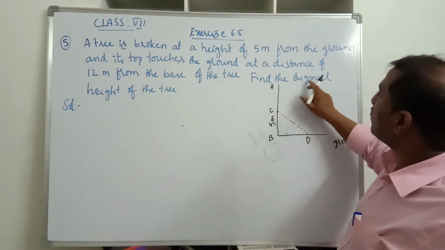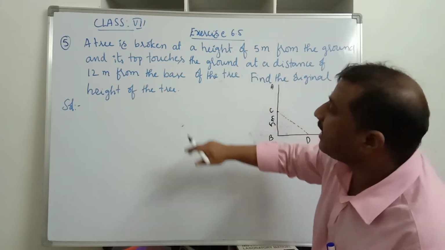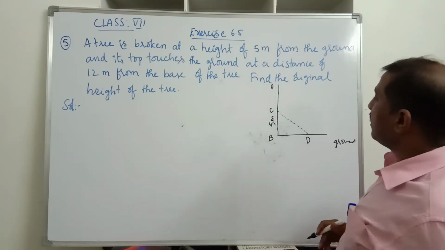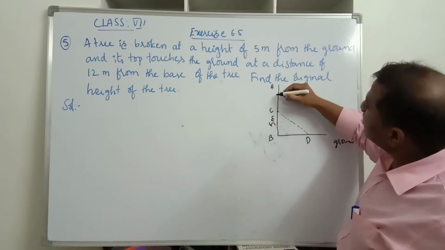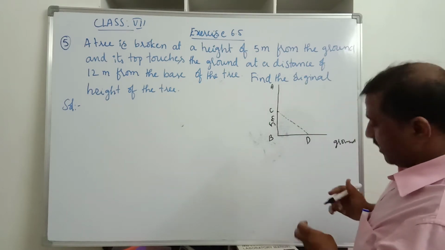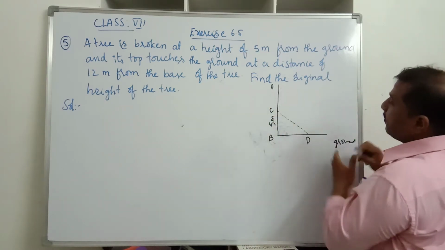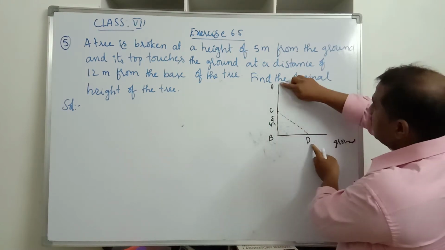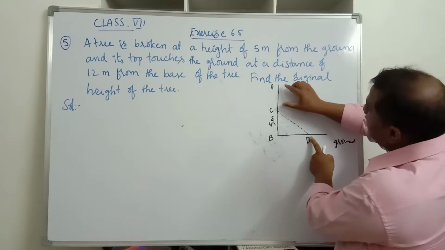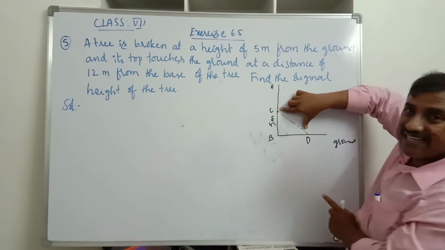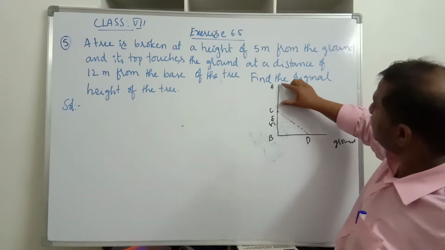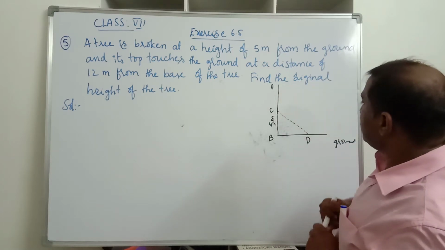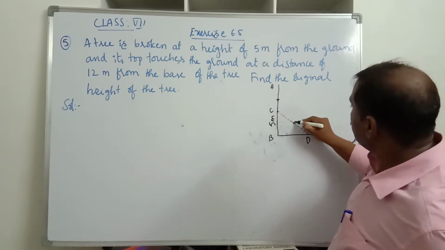Now what do we have to find? Find the original height of the tree. We don't know the original height of the tree. So let AC be equal to X. This AC is the broken part, and when it is broken it slowly bends, and this top touches the ground. Means AC is equal to CD. So the length of AC is equal to the length of CD.